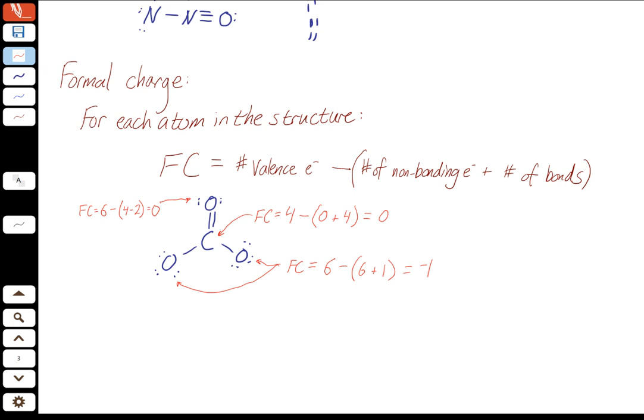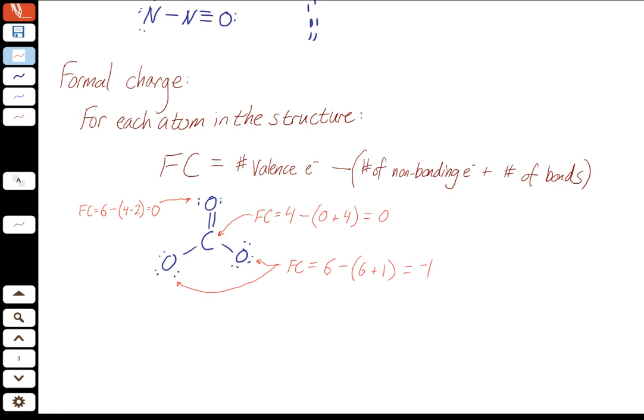And so we would say, okay, that makes sense because it's a 2- ion. The formal charges should add up to the overall charge. So if we add all the formal charges in the molecule, 0 plus 0 plus -1 plus -1, we get -2, which is the overall charge on the carbonate ion.